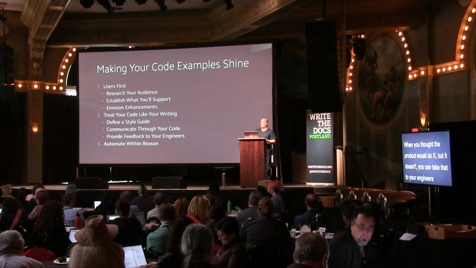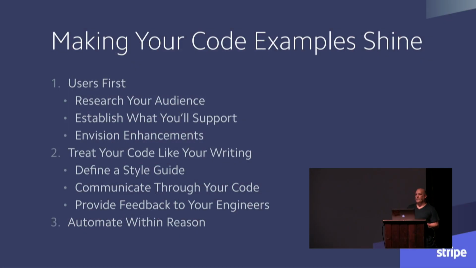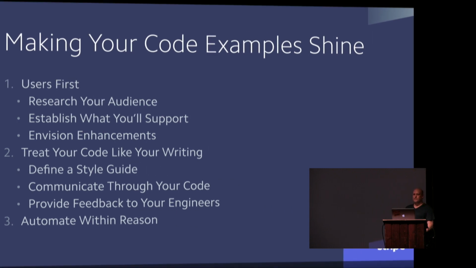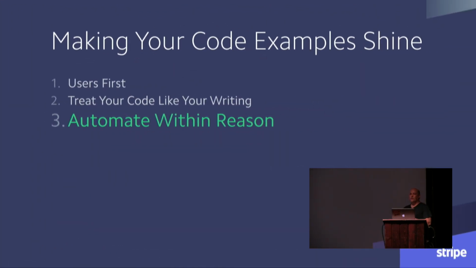So I encourage you to think about your code examples like you think about your writing. Define a style guide, use the code examples to communicate beyond just what the product is, and use it as a motivation to give feedback to your engineers. So those are the two planning stages. Users first, and then the code in detail.